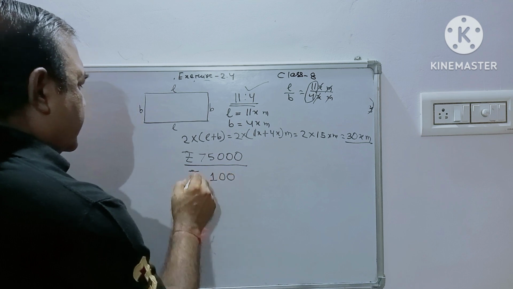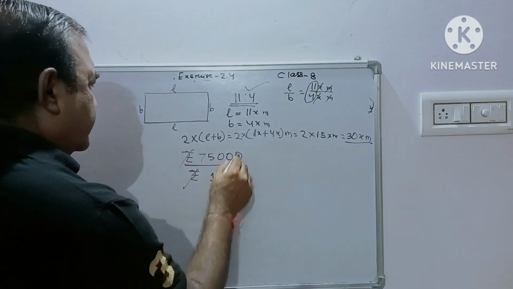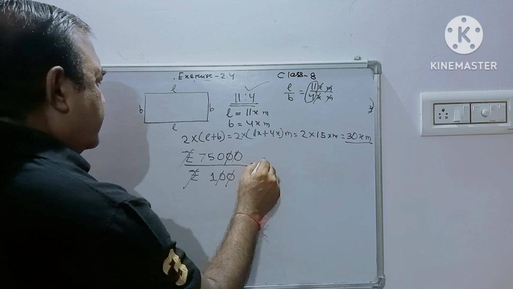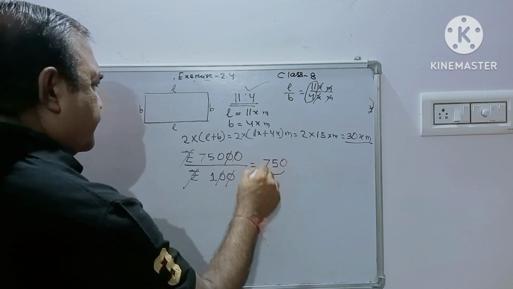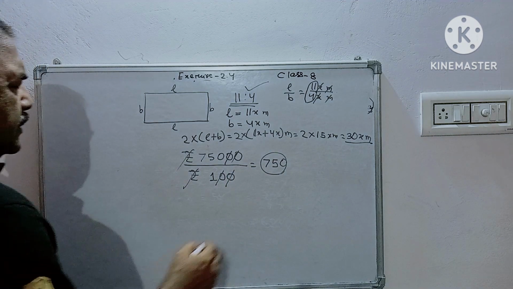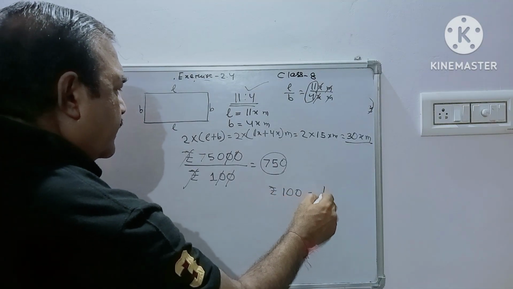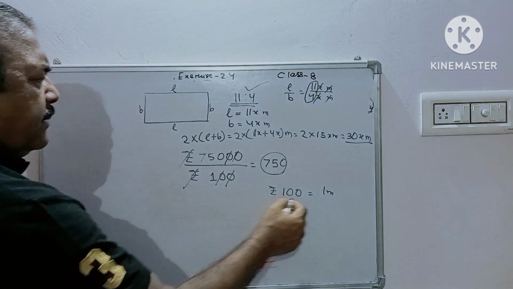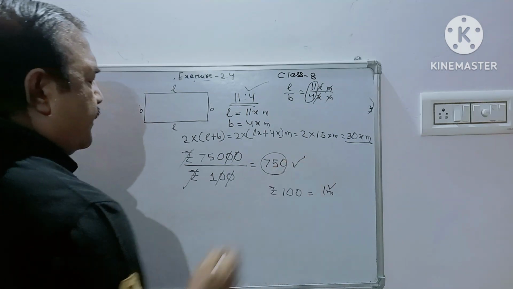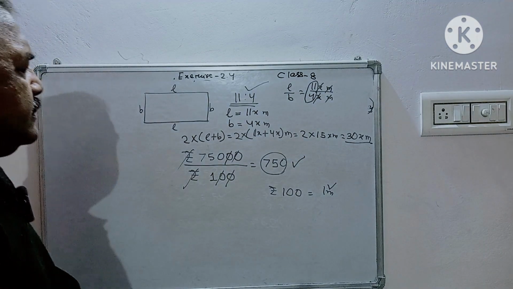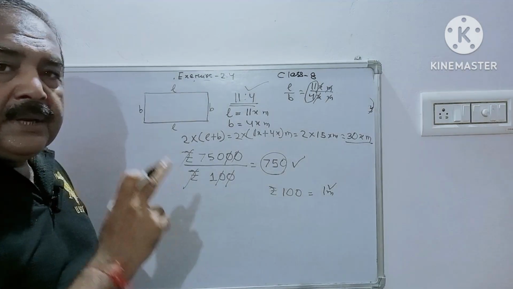So the same unit cancels, zeros cancel. That is equal to 750. So rupees 100 means one fencing of 1 meter. So this 750 meter is the perimeter of the rectangular plot.